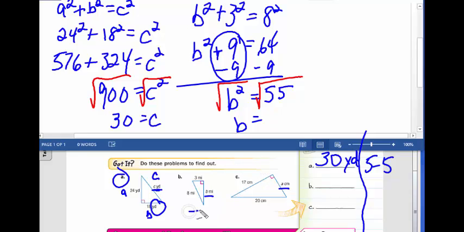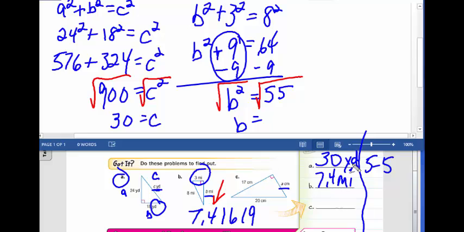The square root of 55 is 7.41619. I don't need to carry it out anywhere near that far, but remember, we're talking about rounding to the nearest tenth. So the answer for letter B will be 7.4. And we go back to our unit, which is right here, 7.4 miles.